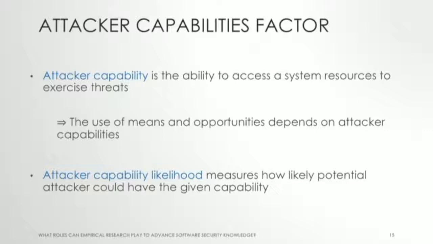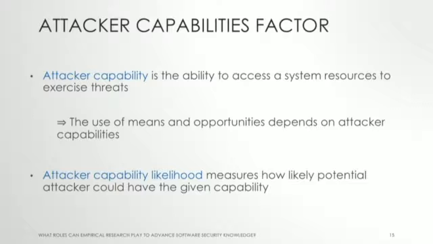Now we move on to which factor we are going to use. At some point we had a debate, and we said attacker capability is the ability to access system resources to exercise threats. This is a good factor that really impacts the risk estimation, and we should use it. You cannot use the scripts, specific hardware, or the opportunity that you have unless you have a specific capability. And once you have a specific capability, we have to come up with the likelihood for this capability.